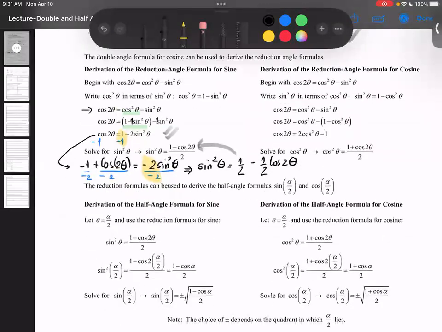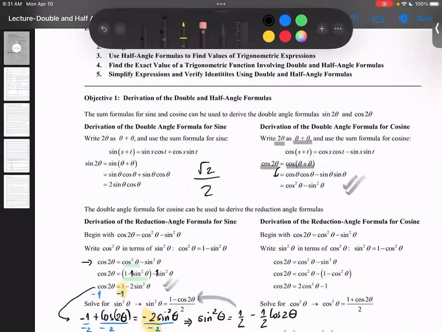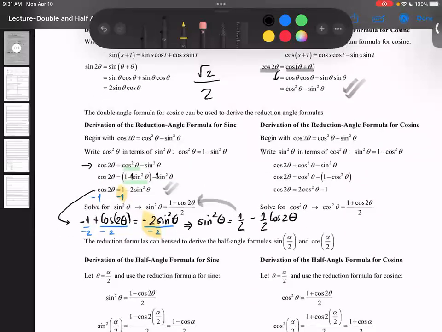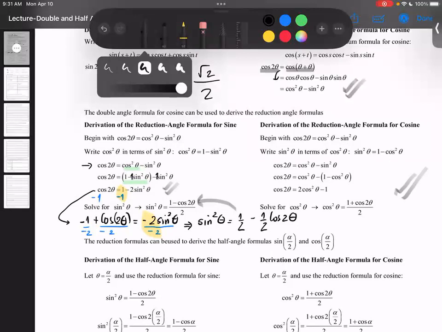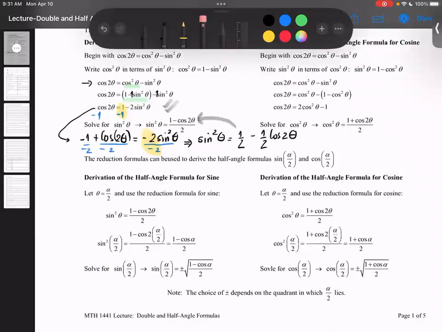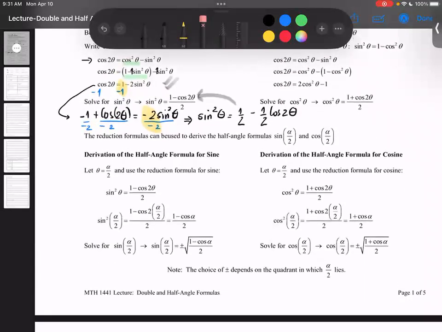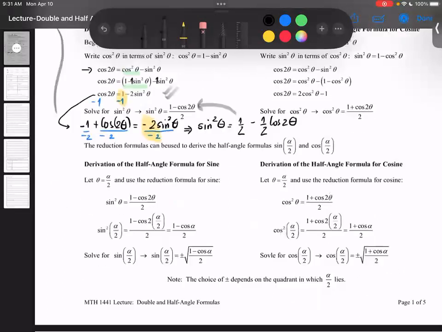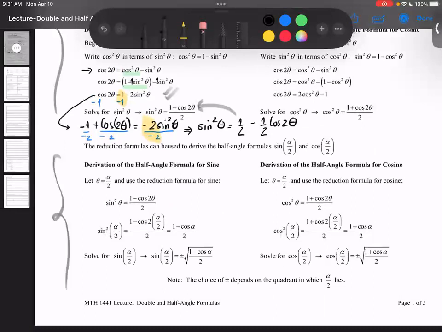That's it. That's all. So the first one was double angle formula. The second one, reduction angle formula. You can read this one yourself if you like. It's for the cosine square. Now the half angle formula for sine. So the two is for the double. And the last part is for the half angle.